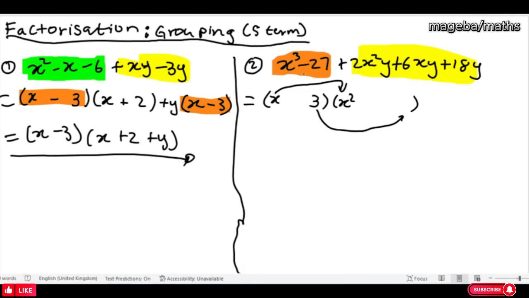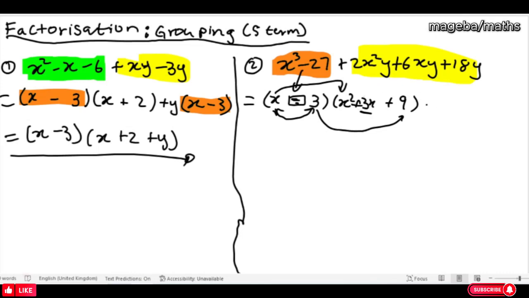Coming to this 3, remember, this one takes the sign of the original equation, which is going to be negative. What number are we going to multiply by this 3 to give us negative 27? It needs to be positive 9, because negative 3 times 9 gives us negative 27. Now we need to find the middle term. How do we find the middle term? We multiply these two, which gives us 3x, and the sign is determined by this one. If this sign is negative, then the sign here is going to be positive.